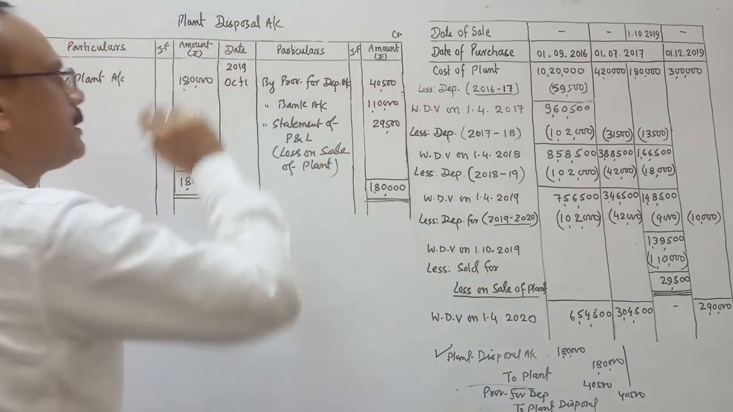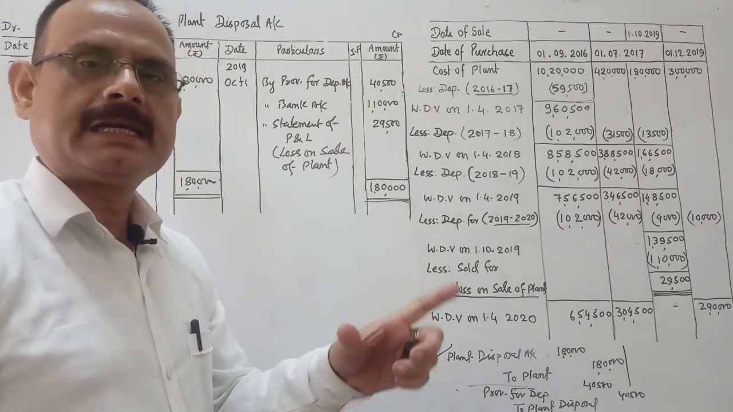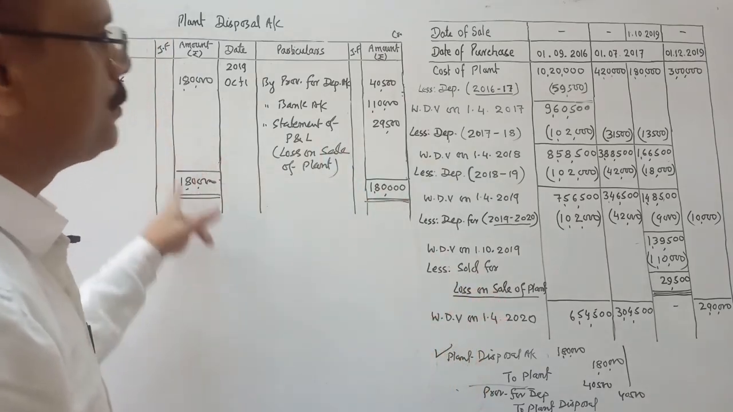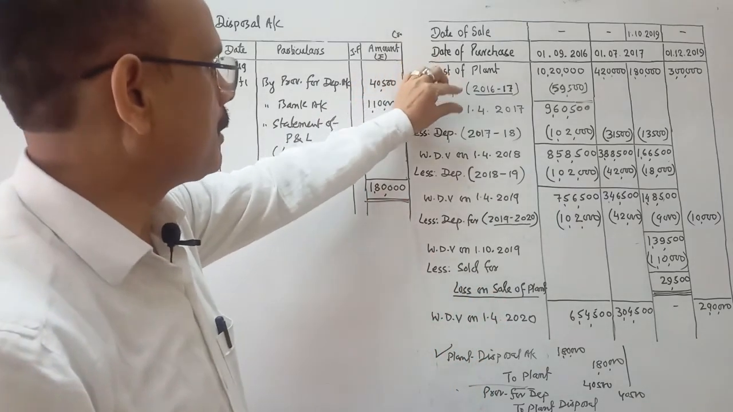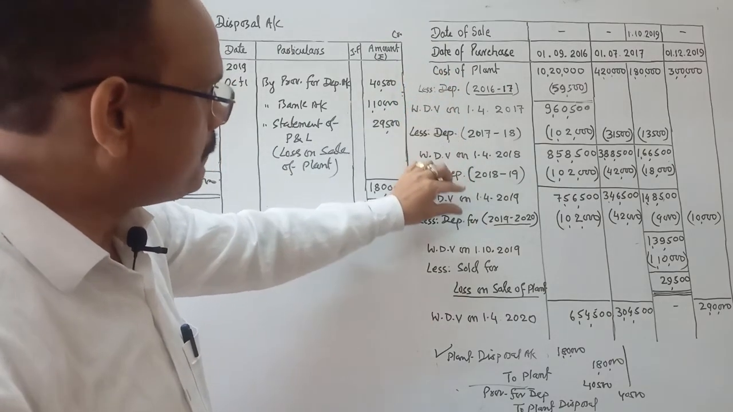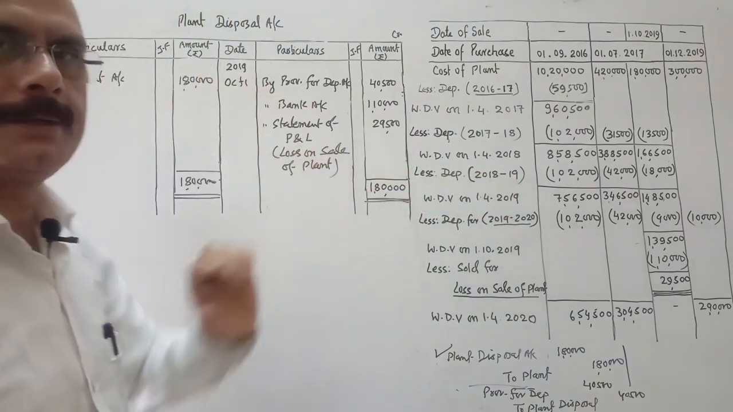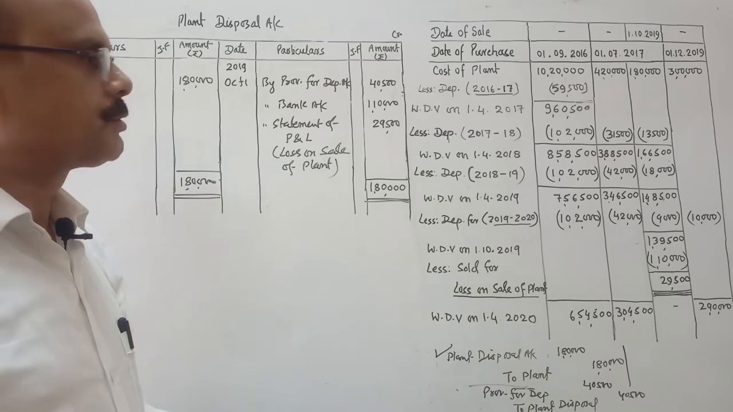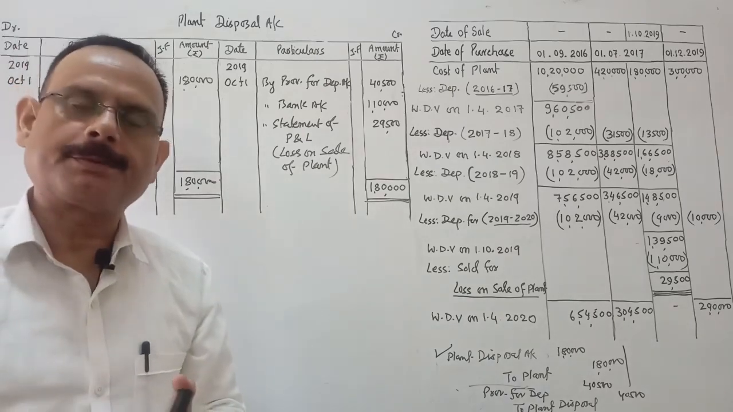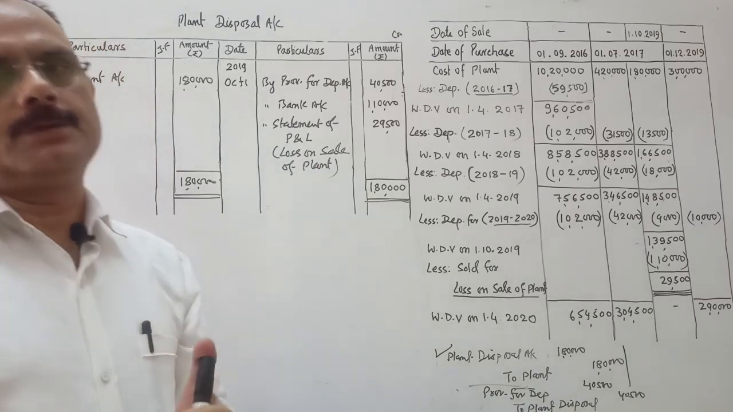This plant disposal account will be prepared for that financial year in which the plant is sold only. The plant is sold in financial year 2019-20, so this financial year's ledger will be prepared. So we have discussed the three ledgers: plant account, provision for depreciation account and plant disposal account.